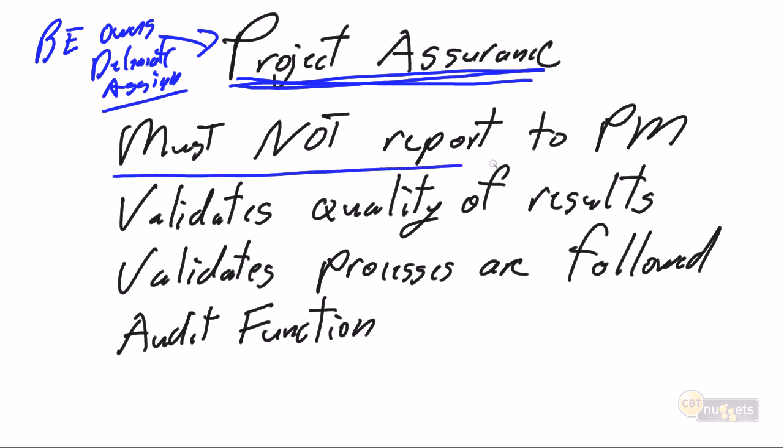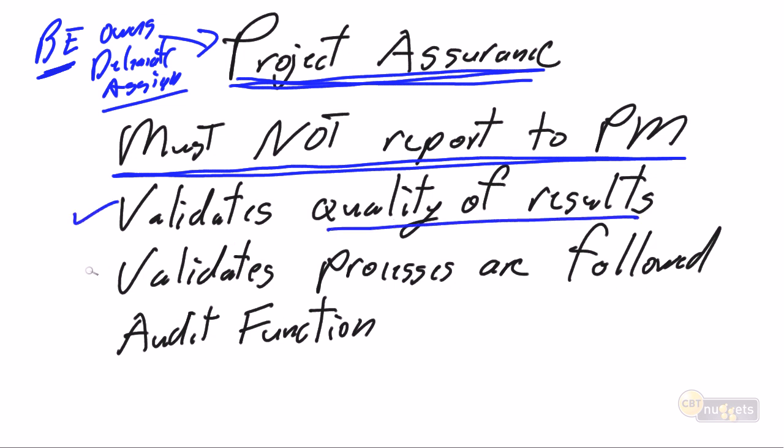And this statement is key. Project assurance must not report to the PM. Project assurance is going to report directly to the business executive. Project assurance is going to monitor the PM, which is why project assurance cannot report to the PM. And project assurance is going to validate the quality of the results, and project assurance is going to ensure that the processes are being followed.